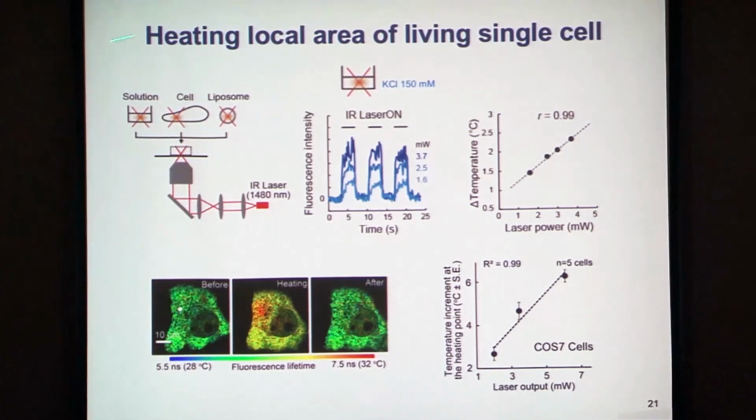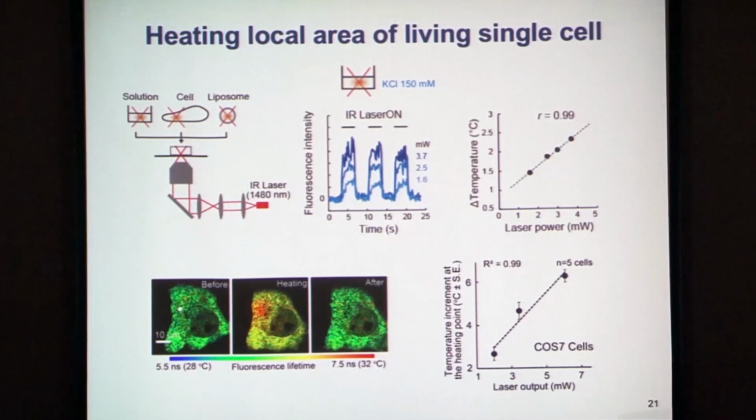When we apply this methodology to the cell, of course we want to do this in a quantitative manner. So FLIM was indispensable because we have to calibrate the temperature change when we apply the artificial heat source in the cell. So even in a COS7 cell, we can heat up the local area.